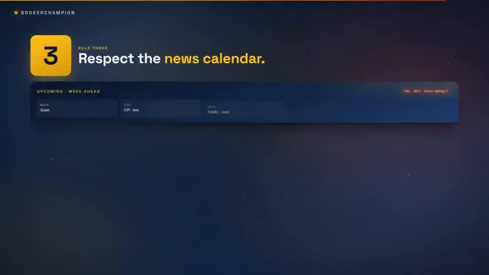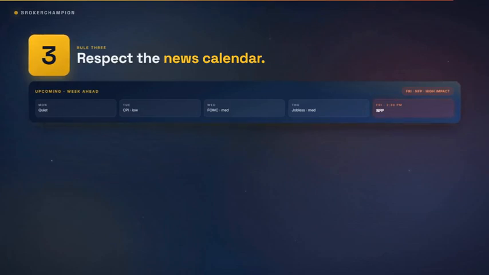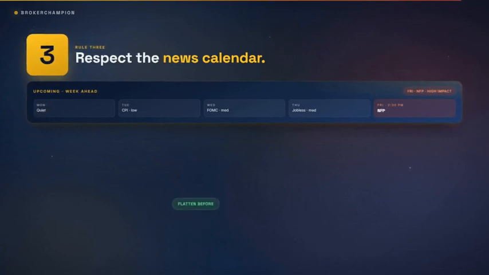3. Respect the news calendar. Remember the 20 pip stop that becomes a 40 pip loss? That's the standard NFP outcome for traders who didn't check what was coming. Spread widens tenfold, slippage stacks on top, your stop triggers at the worst possible price. Flatten before the release, widen the stop, or sit it out entirely.